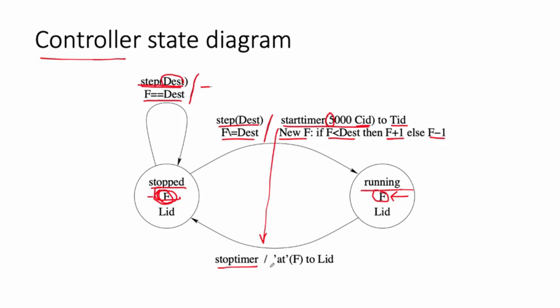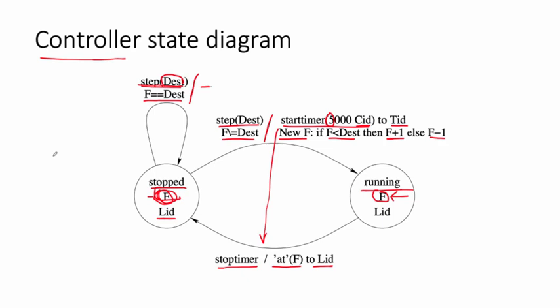Ta-da! When that happens, I will send the at message to the lift. Each controller in the state knows, of course, of its lift. This is the lift ID. So when I receive a stop timer, I say I'm now at floor F, and I go back into stopped. You see how it works? The lift sends a step message. The controller moves either up 1 floor or down 1 floor, and it sends a message back when it arrives.